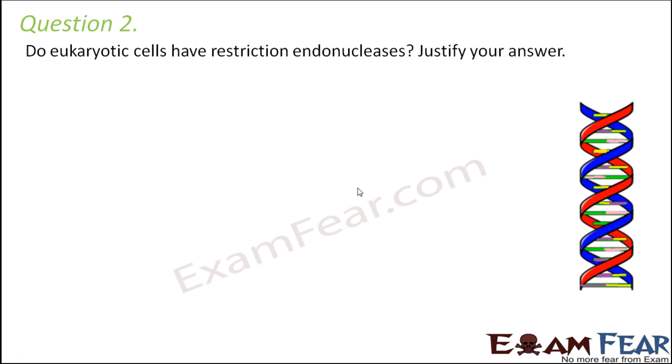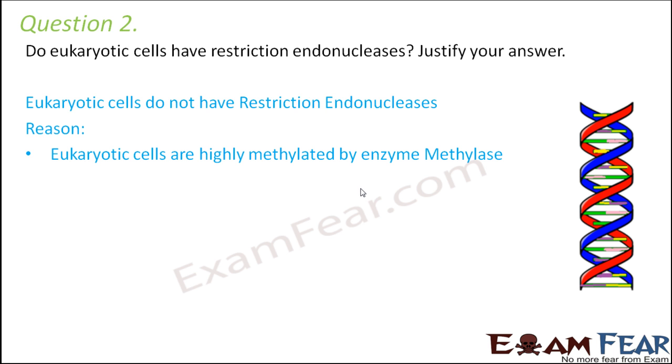Question number 2. Do eukaryotic cells have restriction endonucleases? Justify your answer. So eukaryotic cells do not have restriction endonucleases. These enzymes are present only in the prokaryotic cells. Why? That's because eukaryotic cells are highly methylated by enzyme methylase.